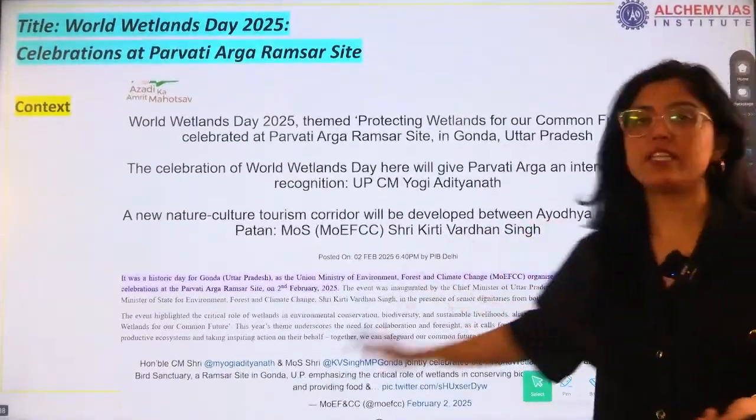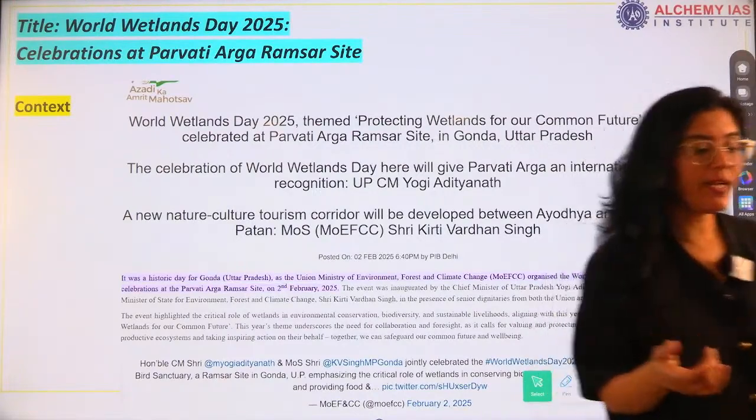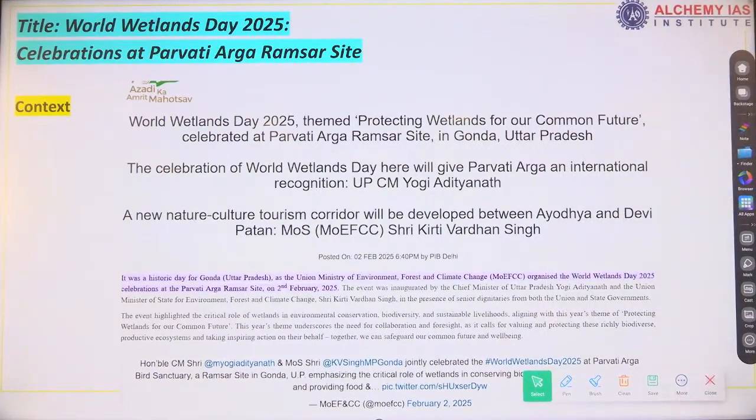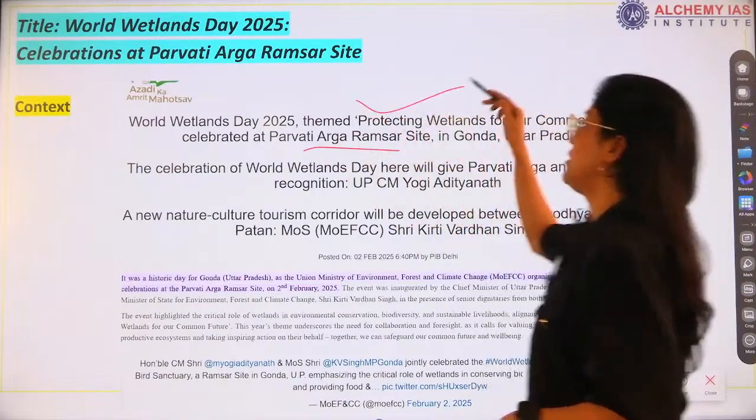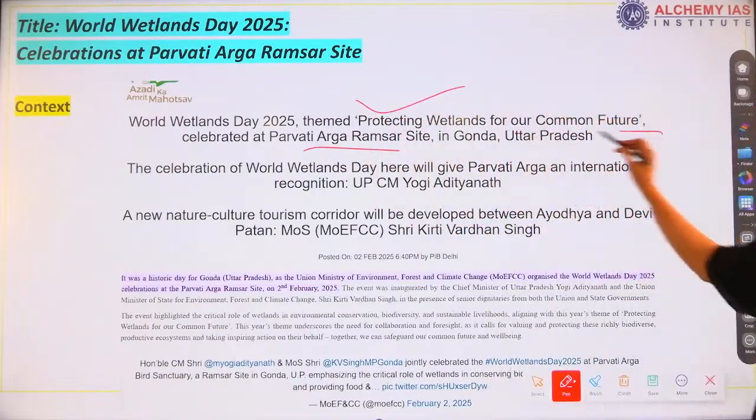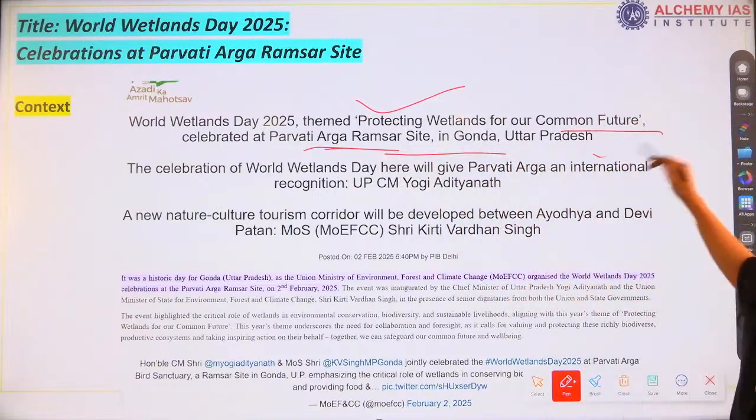World Wetlands Day 2025. When do we celebrate World Wetlands Day? Any idea? When do we celebrate World Wetlands Day? So it is celebrated on 2nd of February. Very, very important. Protecting wetlands for our common future. Celebrated at Parvati Arga Ramsar site.